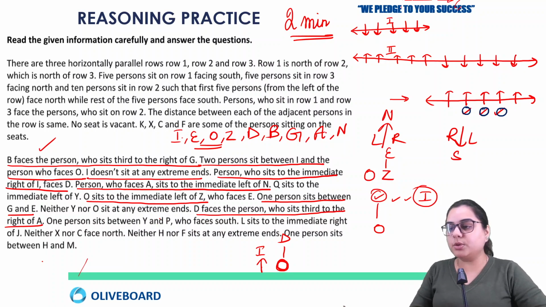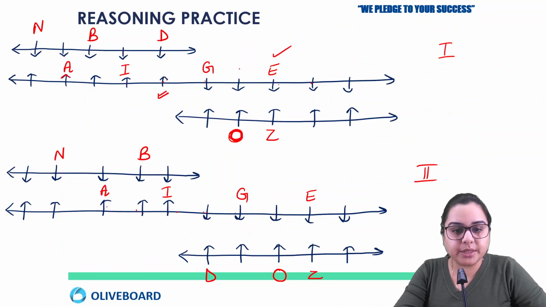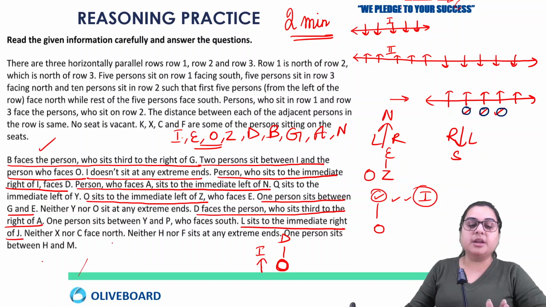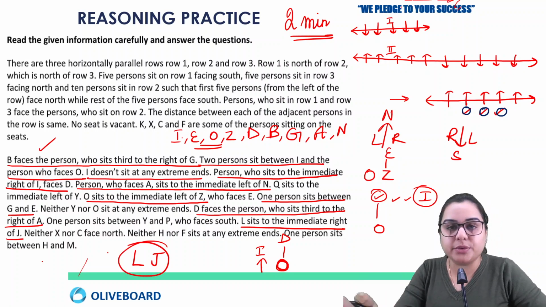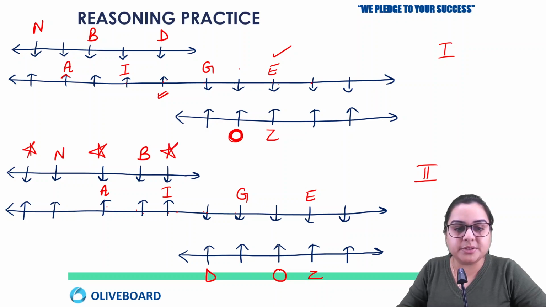Okay, so now what should we be doing? See, now just see your solution. Here, they have given you the whole solution. Now, there is this information that L sits to the immediate right of J. So what we understand here is that L and J should be sitting together, but we have not yet solved L and J. So here in the second possibility, if you see the vacant positions, these three are vacant in the first row. So I won't be able to write L and J because I need two immediate positions.